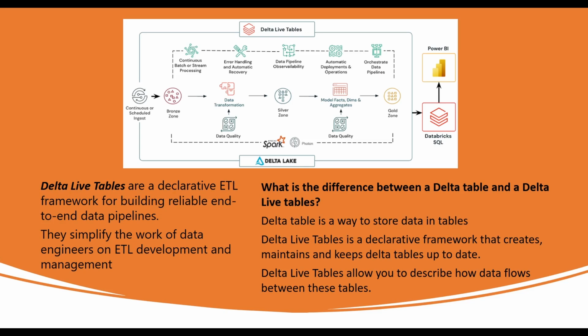Now, if you are wondering what the difference is between a Delta table and a Delta Live table, a Delta table is a way to store data in tables, while a Delta Live table is a declarative framework that creates, maintains, and keeps Delta tables up to date. So essentially, it allows you to describe how the data flows between the Delta tables.